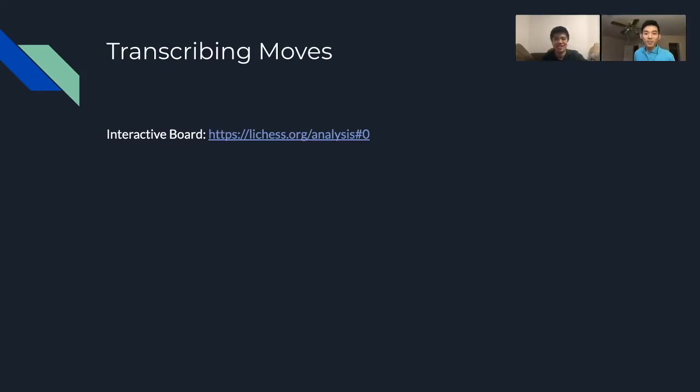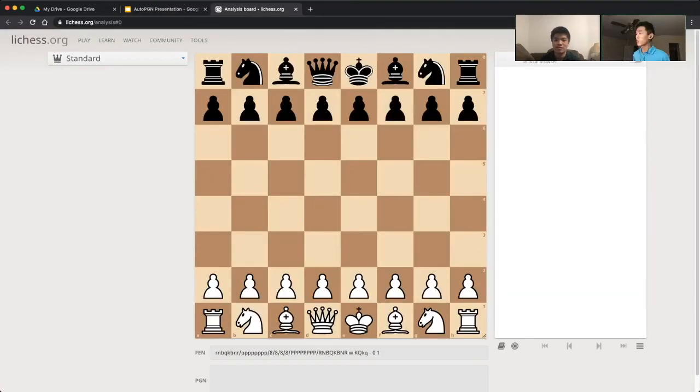So finally, after all this process of board detection, piece detection, and applying that to several frames of a video, we can transcribe the actual moves. So I realize that not everyone might be familiar with portable game notation. So I'm opening up a free chess site called lichess.org to demonstrate. So you can see here is the standard starting position of a chess game.